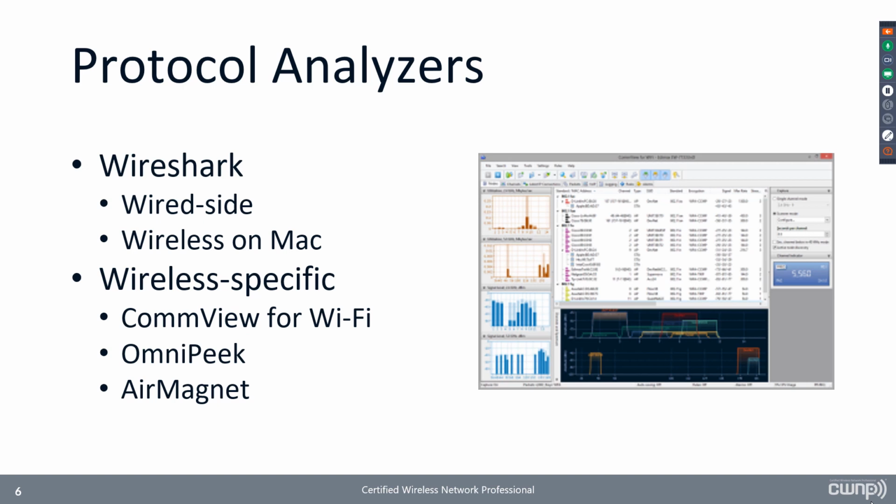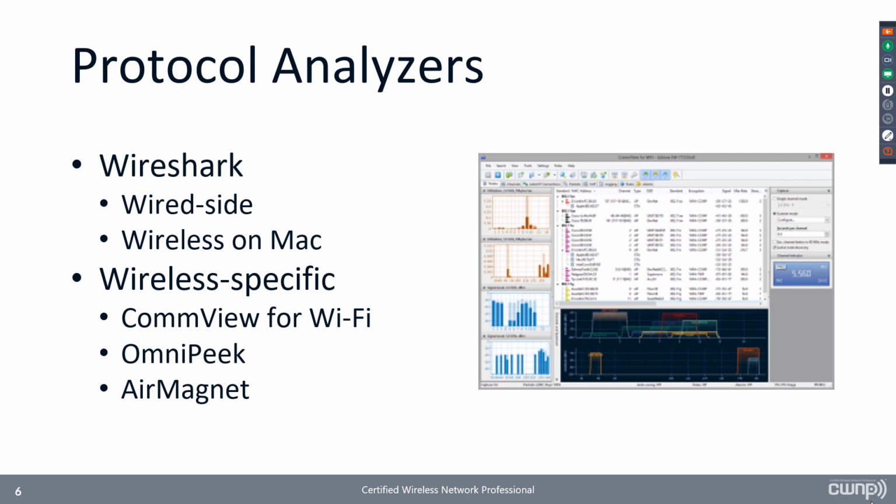But there are also commercial products like ComView for Wi-Fi, OmniPeak, and AirMagnet, which will capture these as well. You can get trial versions of some of these. The key thing here is that you want to be able to look at the frame exchanges related to security. You want to look at the authentication information. You want to look at the information in beacon frames that specifies what kind of security is available on the network. A great way to really learn about all the nitty-gritty details of security.